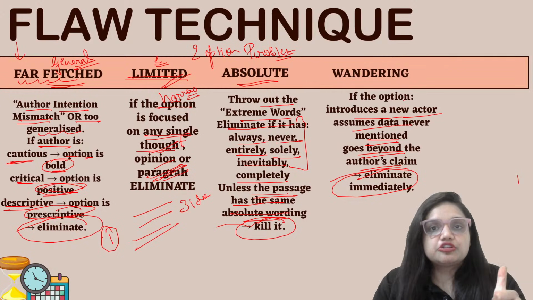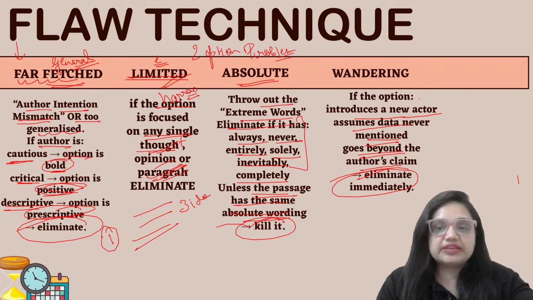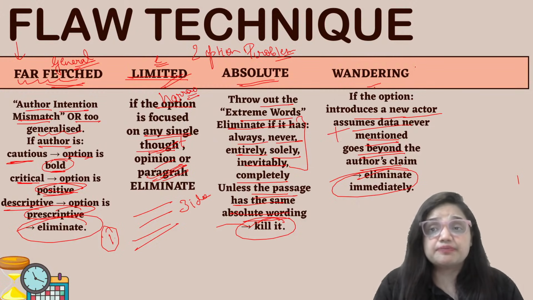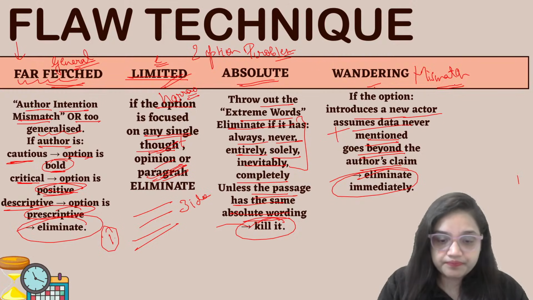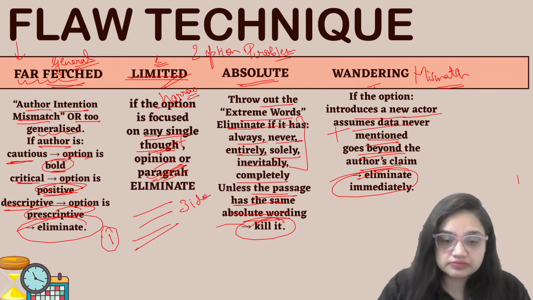So you are going to eliminate the option जो बिल्कुल नया है. Understood? And if it is going beyond the author's claim, if it is not at all matching with the author's claim, it is completely a mismatch, then you are going to eliminate it. Am I clear? Understood?